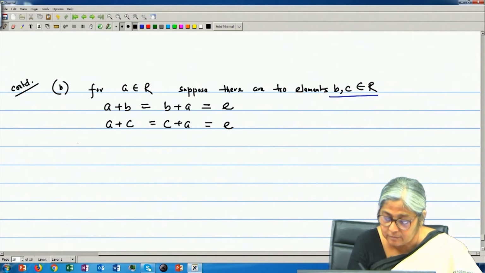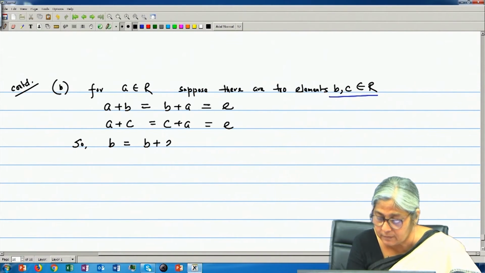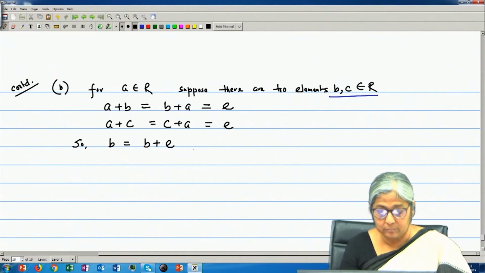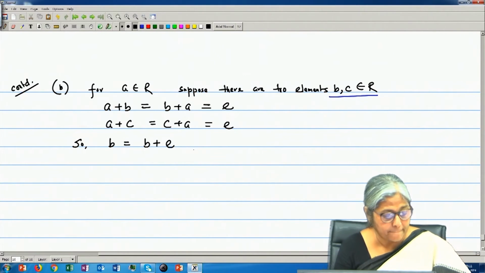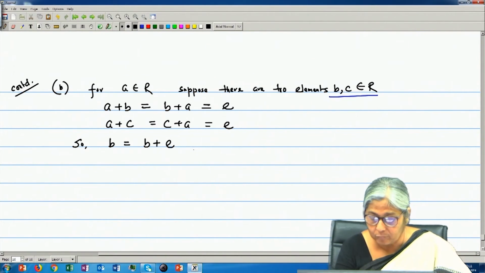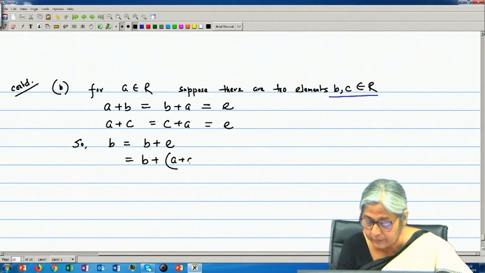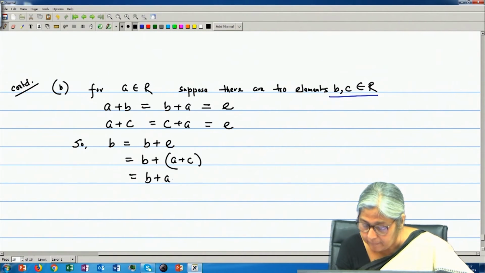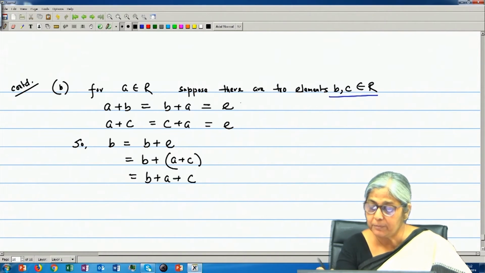So, if I write B equal to B plus E, since it is an inverse, equal to B plus, I can write E as my A plus C. So, this becomes B plus A plus C. Now, my B plus A is E.